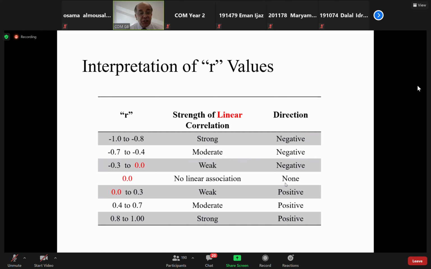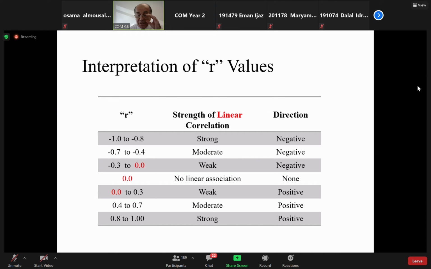So if I tell you the relationship is 0.6. What is it? 0.6, you say, oh, wait a minute, 0.6, it's not negative, it's positive. And 0.6 is between 0.4 and 0.7, it is moderate. So it's moderate positive. Is that clear?